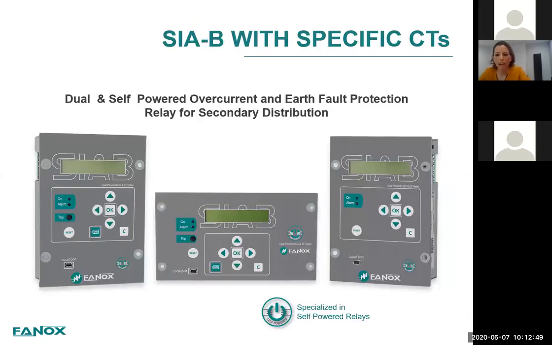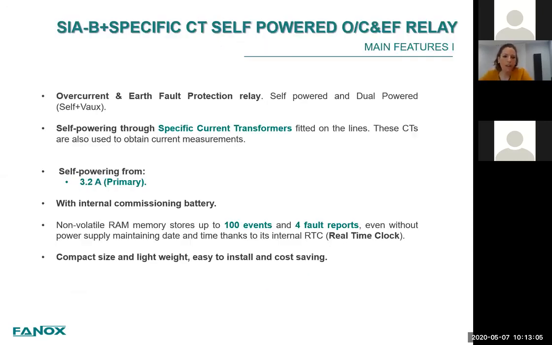Okay. After having more or less clear the concepts of self-powering, and of the specific and standard CTs, we are going to start to explain the Fanox Siab relay that works with specific CTs. This relay is an overcurrent and air fault protection relay. It works with specific CTs, and it can work as a pure self-powered relay, just with the current from the line, or we can also use external supply in case it is available in the installation.